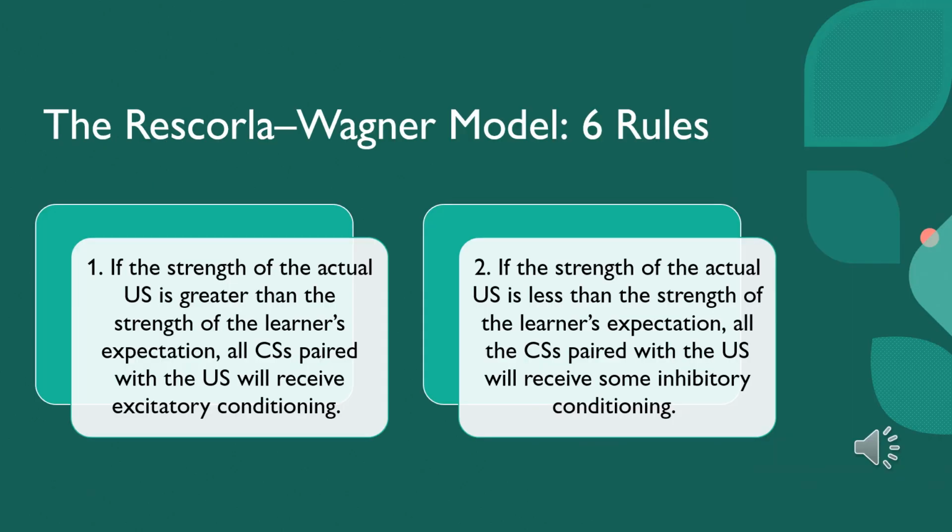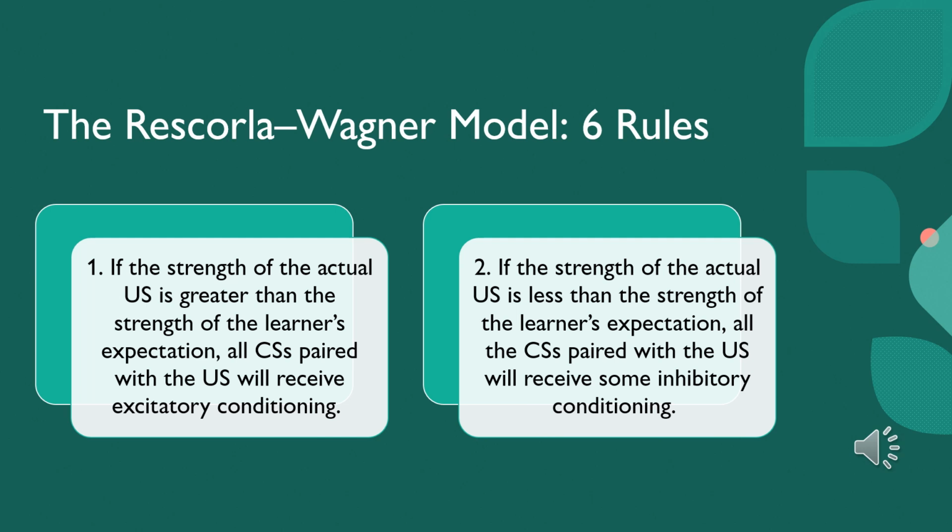So this model is a mathematical model that's used to explain the process of classical conditioning. It describes how the strength of an association between a conditioned stimulus and an unconditioned stimulus changes over time based on the discrepancy between expected and actual outcomes. The model's key idea is that learning occurs when there is a surprising or unexpected outcome. And so this model has 6 fundamental rules.